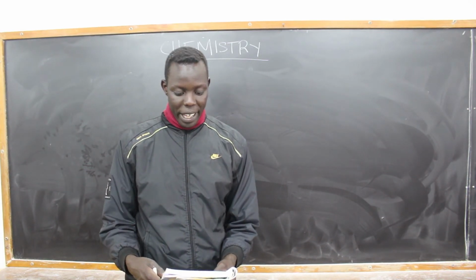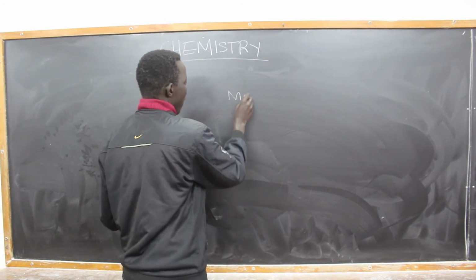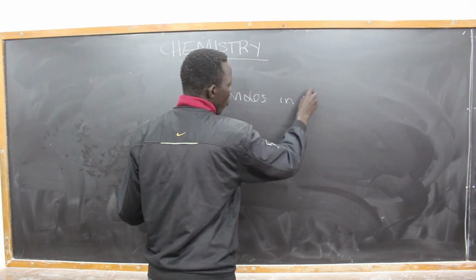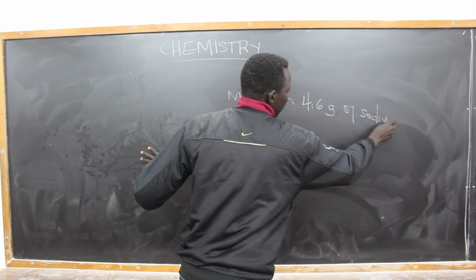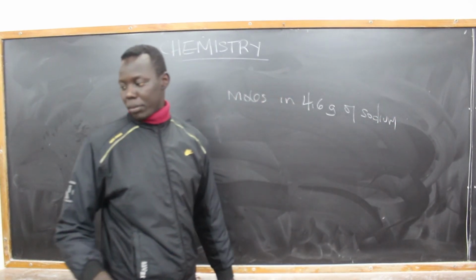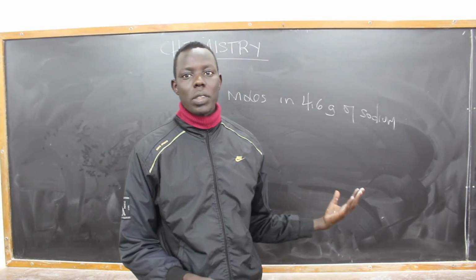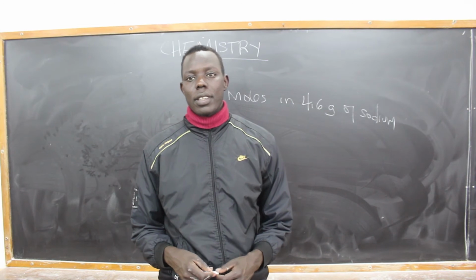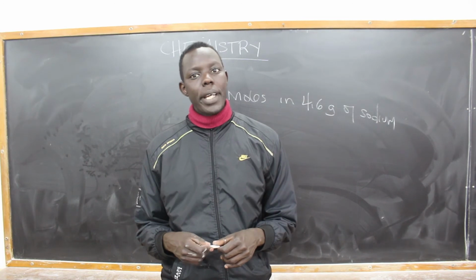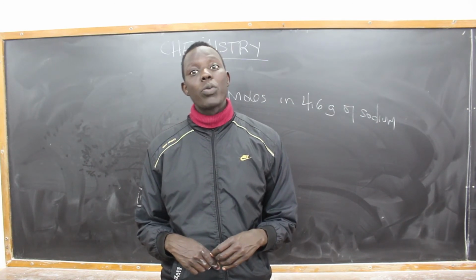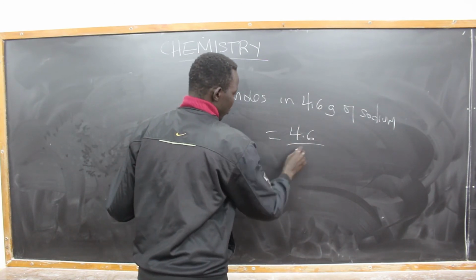How many moles are there in 4.6 grams of sodium? They're just asking about the number of moles in 4.6 grams of sodium. Moles is given by mass over the molar mass. Unless you tell me you don't know, the molar mass of sodium is 23. So it's going to be given by mass 4.6 over 23.